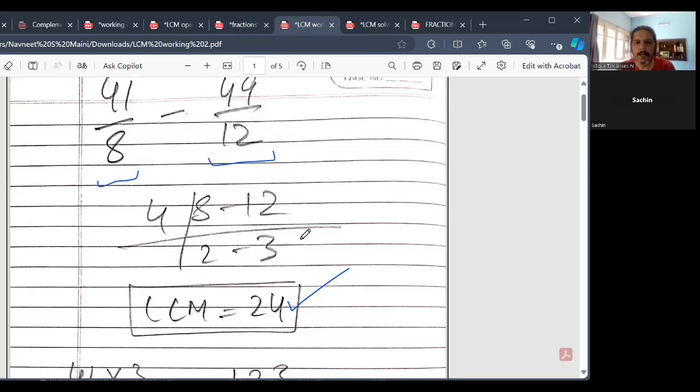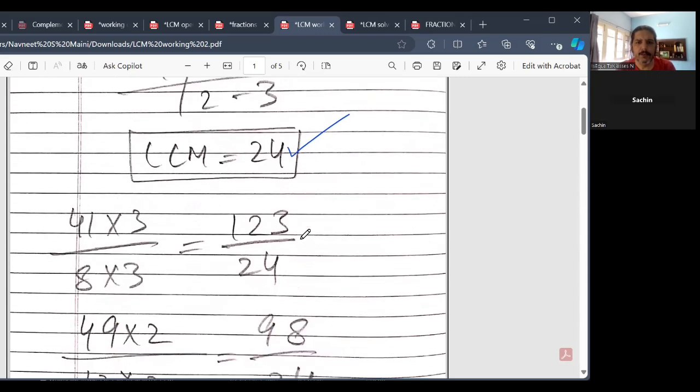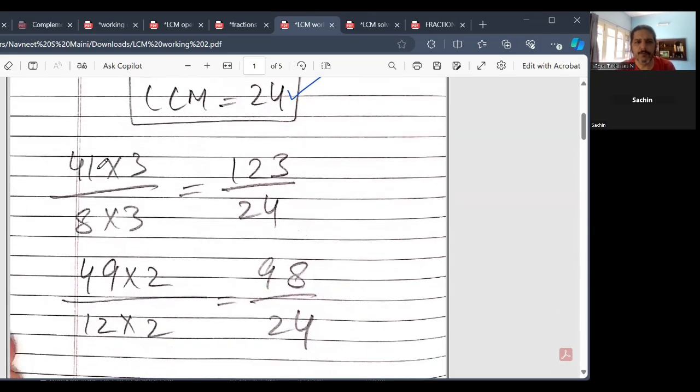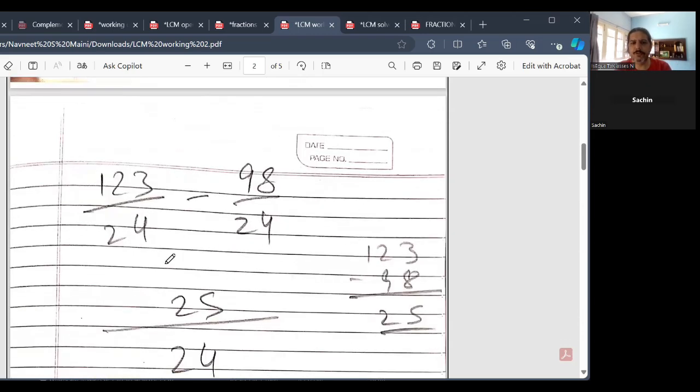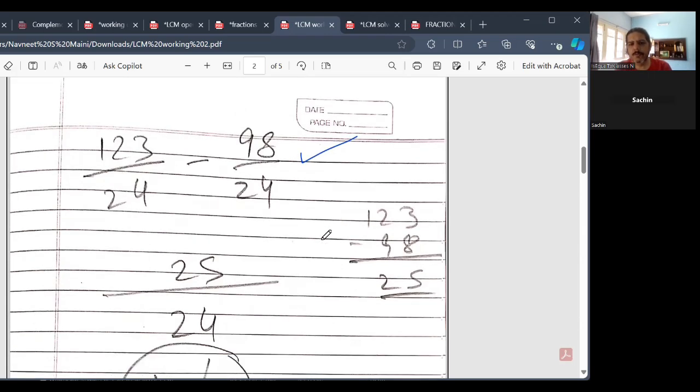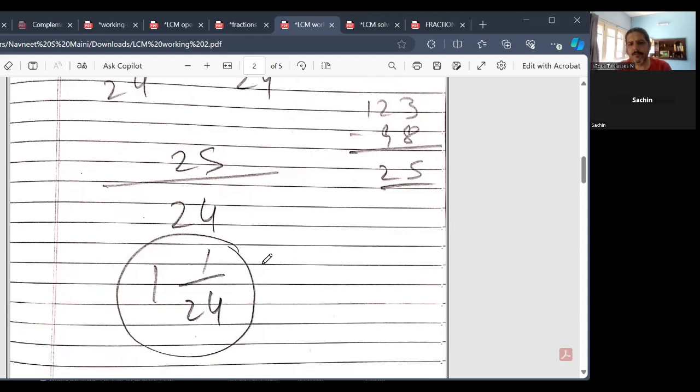And I try to make the given fractions, these given fractions have to be converted into their equivalent form, where the denominator is the LCM of the denominators of the given fractions. So now I just have 123 by 24 and 98 by 24. I just have to subtract these two fractions. And the answer would be 25 by 24, which can be written as 1 1 by 24. Is this the answer you have got?